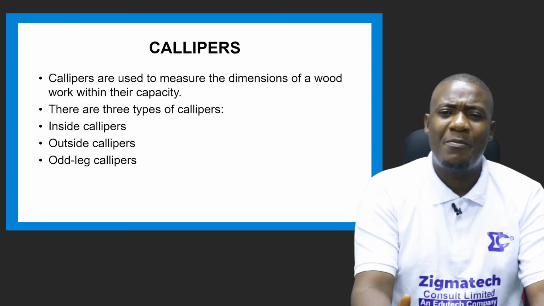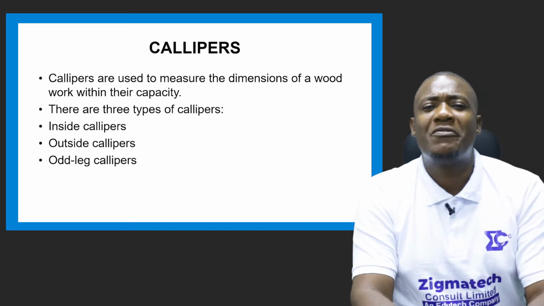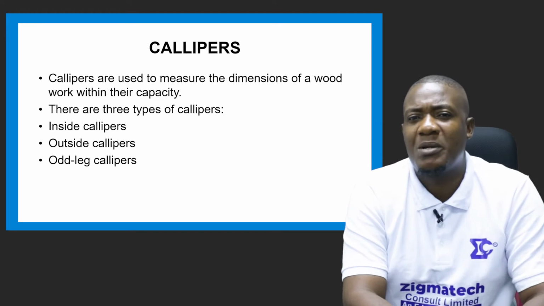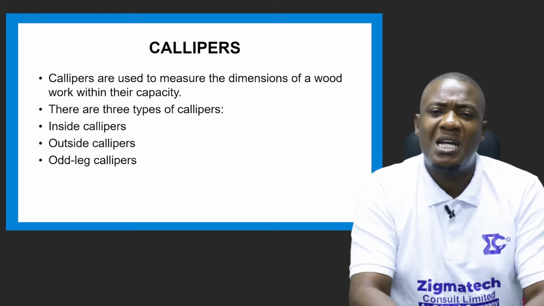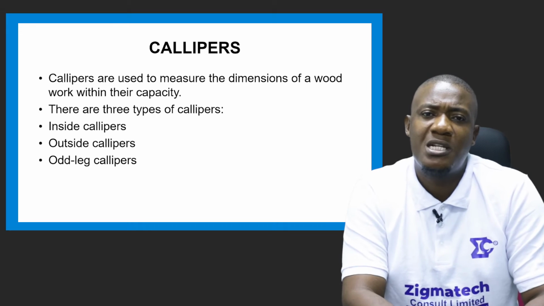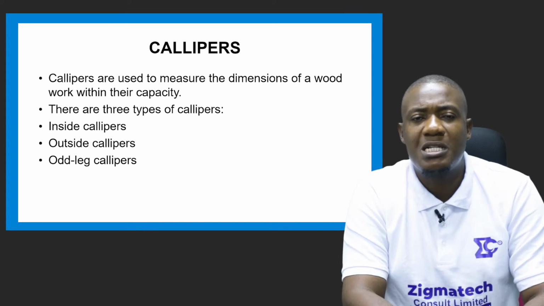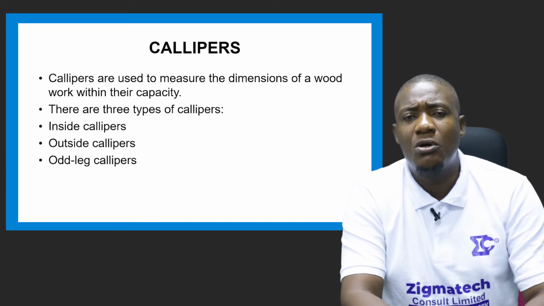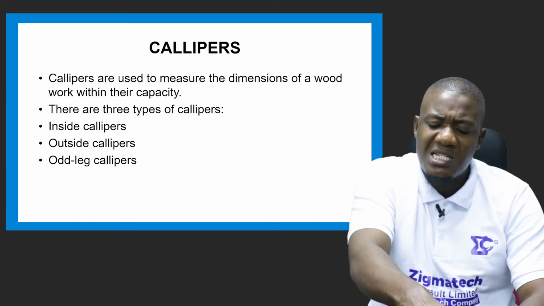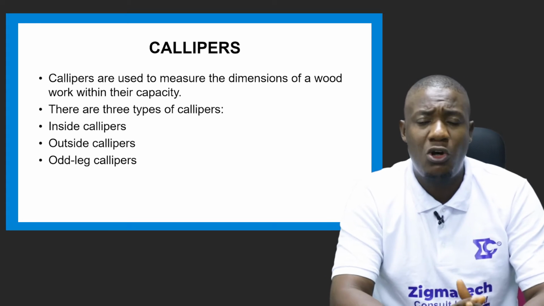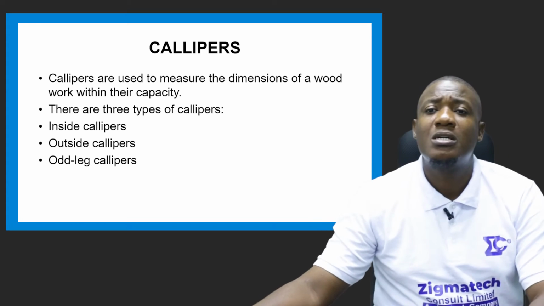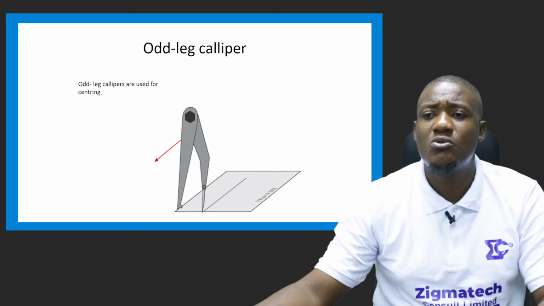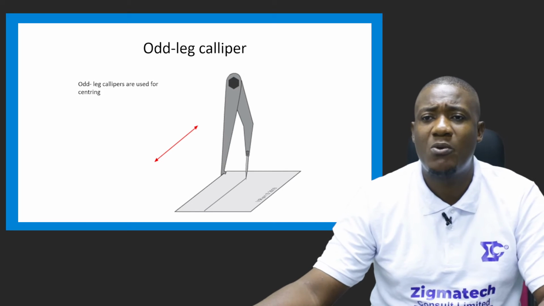But the odd leg caliper got the name from the fact that one of the legs is odd from the normal caliper that we have. Basically, the odd leg caliper is used for centering. If you want to know the center of your workpiece, the odd leg caliper does that function for us. You can use it to mark out the center of a workpiece.